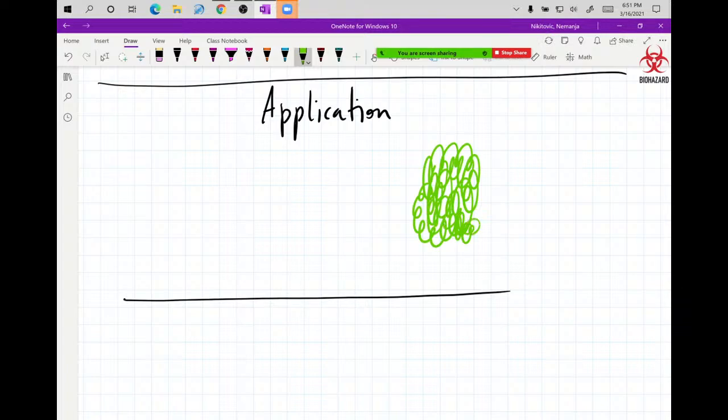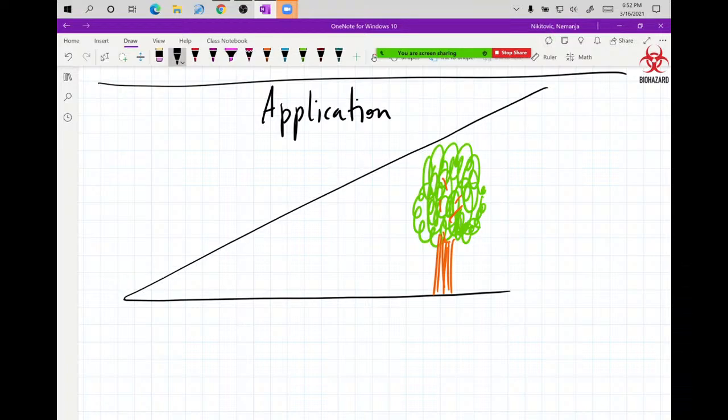There we go. And let's have it orange, doesn't matter. So there's a tree. And now we're going to take a look at the tree. Oops. It's hard to draw. There we go.